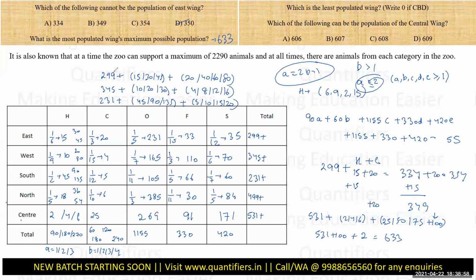Now, if I'm taking this as 299 plus 15 and this as 20, 299 plus 15 plus 20, and for this, I will take then 231 plus 45 plus 5. 50 increment, 25 increment. I might collate my values.